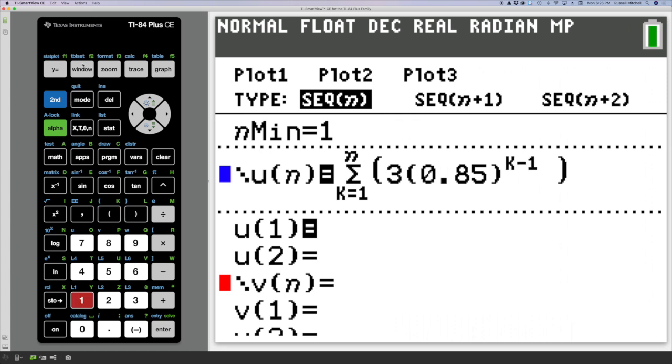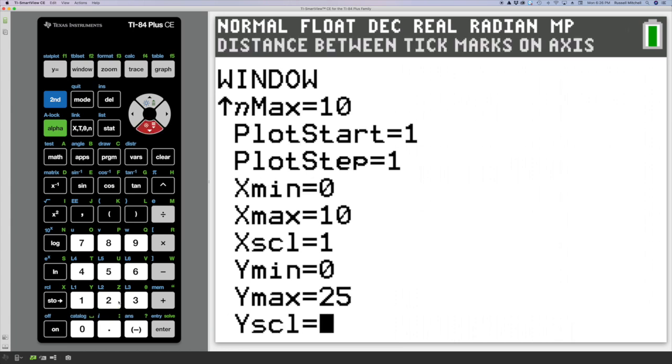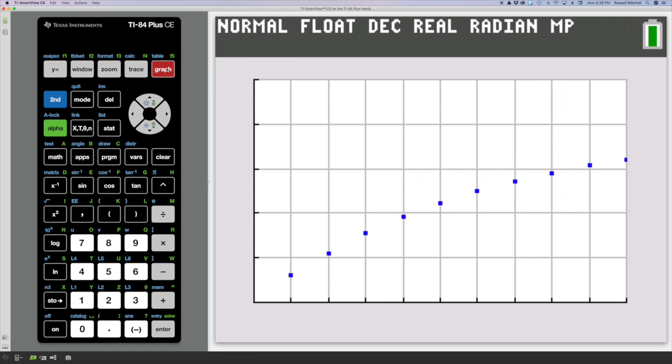And then we've got to set up our window. So we know we're approaching a sum of 20, right? So we want n min to be 1, and then n max is going to be 10. Since we're starting this at 1, our x min should be 0, and x max should be 10, and scale by 1s, and then y min should be 0 because the sum only goes up to 20. So let's put 25 for the y max, and then y scale, let's go by 5s. Okay. And then let's go ahead and graph this, and this is what the sequence looks like.